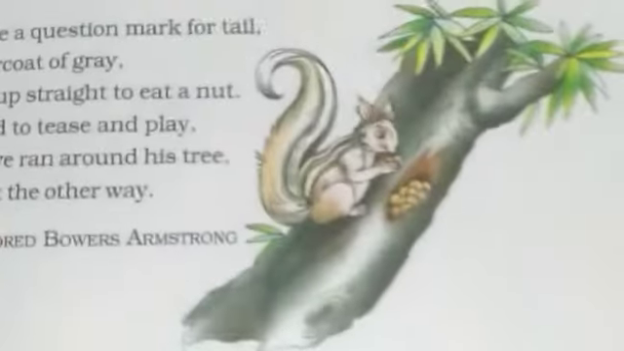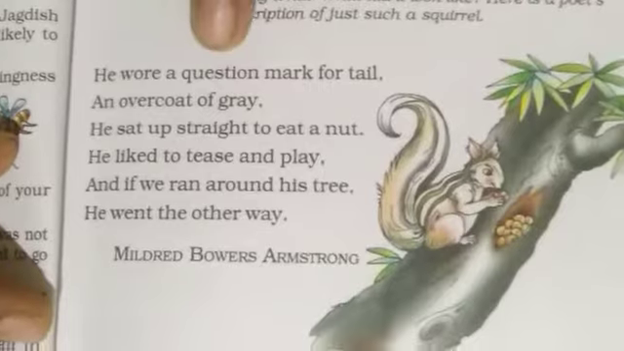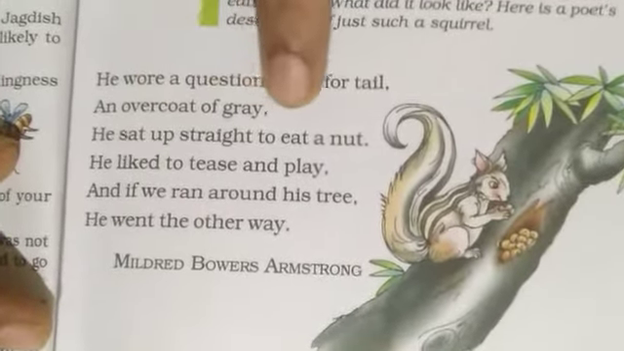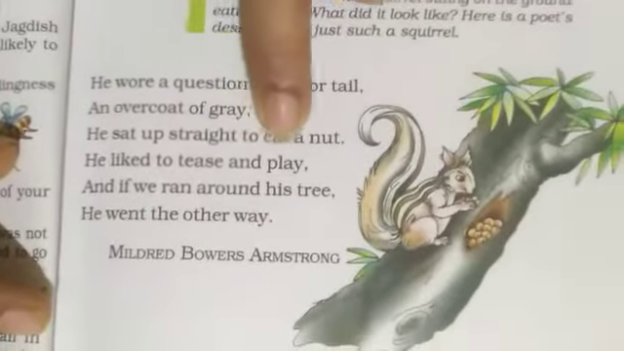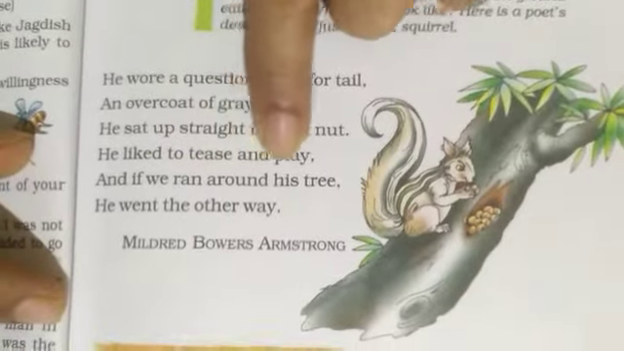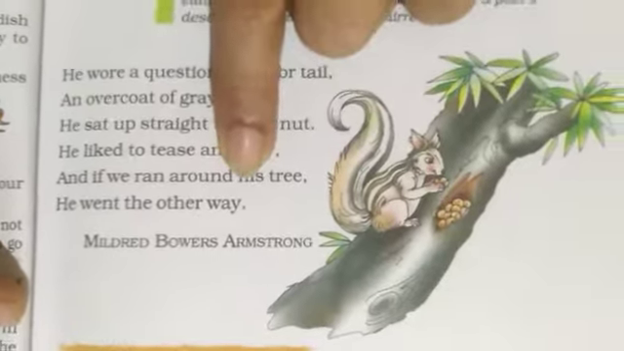Now shall we read the poem? He wore a question mark for tail and overcoat of grey. He sat up straight to eat a nut. He liked to tease and play, and if we ran around his tree, he went the other way.